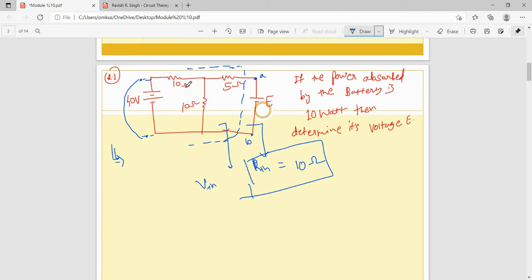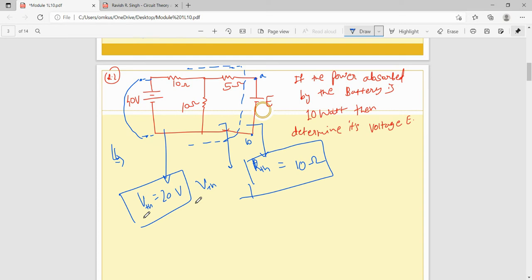Now see, both are equal resistances, so voltage is divided equally, right? Because both are equal resistance. When you use the voltage division rule, you can also get the same. Okay. So what is the value of VTH here? VTH is equal to 20 volt.